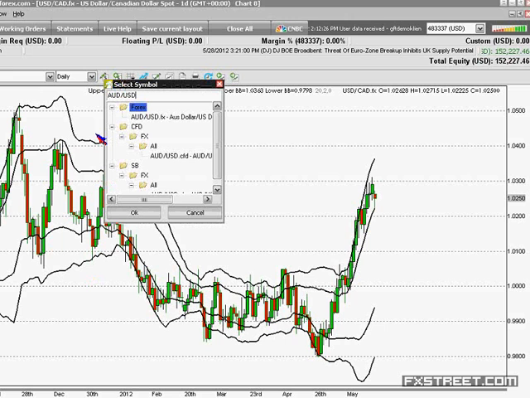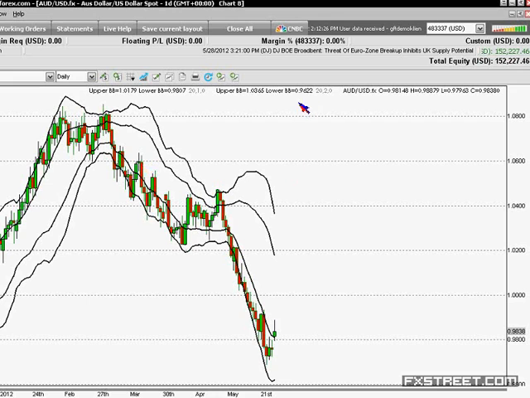Something that's happening right now that I would want to call your attention to is the Aussie dollar. You actually also see this in the Kiwi dollar.